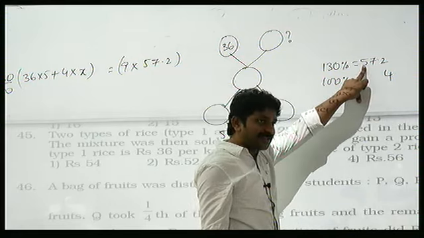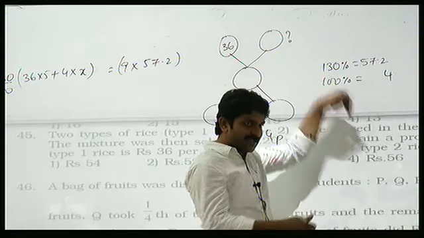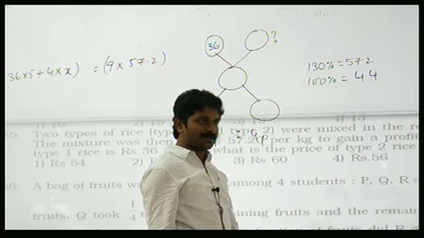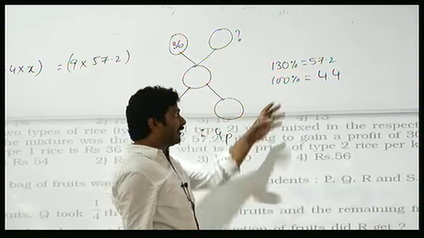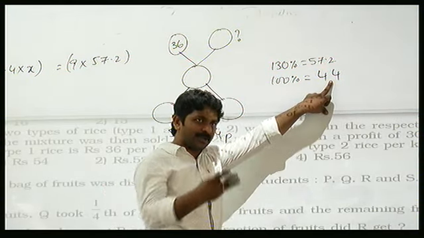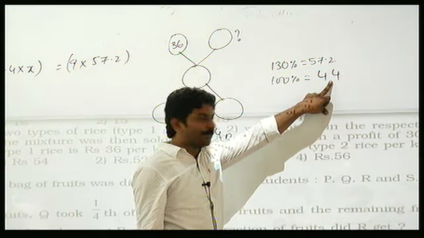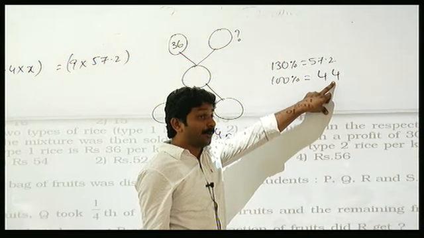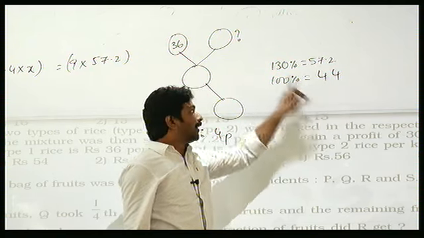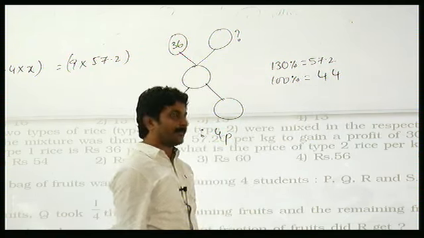130% is in 50s. 100% should be less than that. Hence it will be in 40s. 44, 100%. Otherwise you can verify. 10% is 4.4. 30% is 4.4 into 3. That is 13.2. 44 plus 13.2 is 57.2. Satisfied? Yes or no? Right. Otherwise you have to go for cross multiplication.